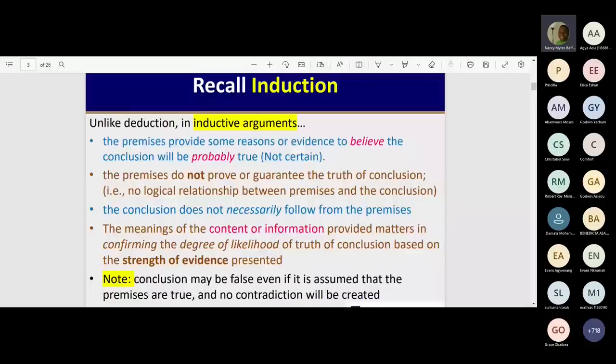We said all this in Unit 6. It's a repetition. Then what else should you remember? When you are doing induction, point number 4, count my highlighted bullet there. You see the fourth bullet point.